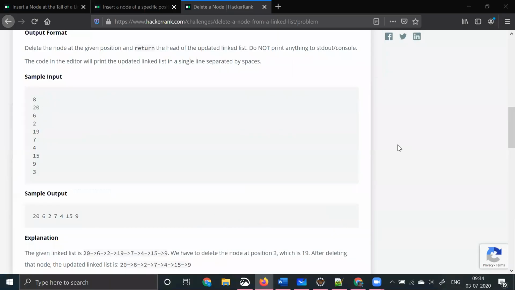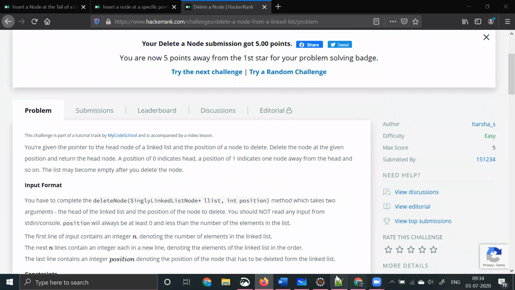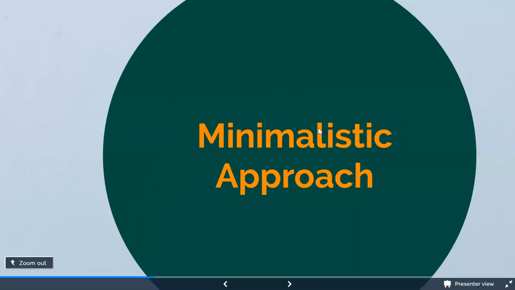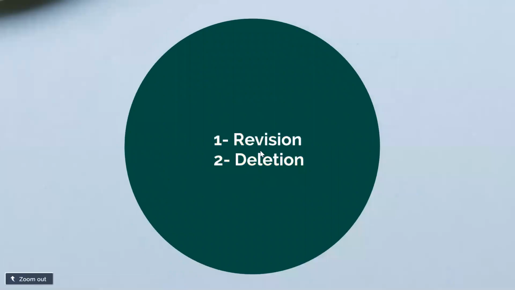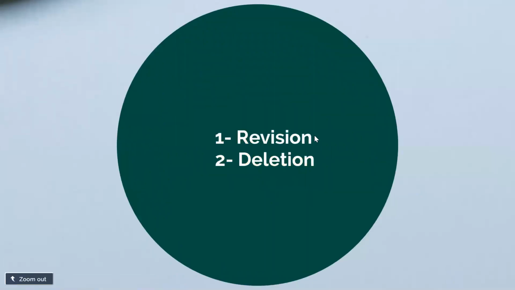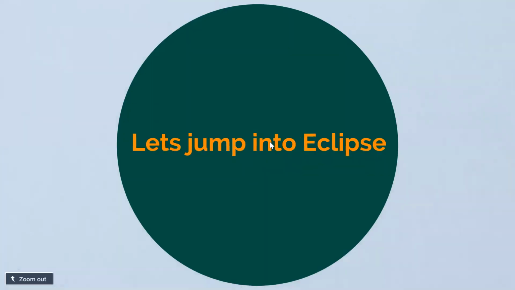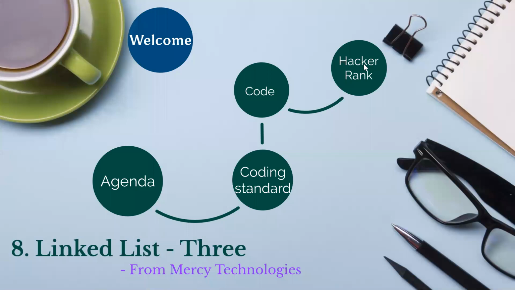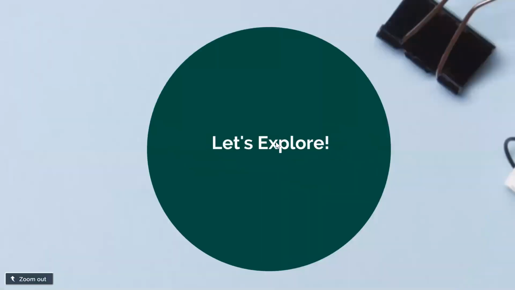Okay guys, with this we can wrap up today's session. What did we actually do as part of today's session? We have seen a minimalistic approach. Today our agenda was to find out the revision. We were able to dry run the code. We were able to see the deletion. All the 3 cases of deletion were handled in the same method itself, and we coded that in Eclipse, and we saw that in HackerRank as well. So with this, guys, let me wrap up this session.